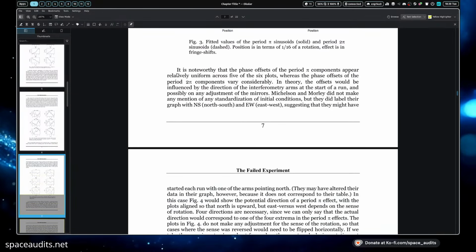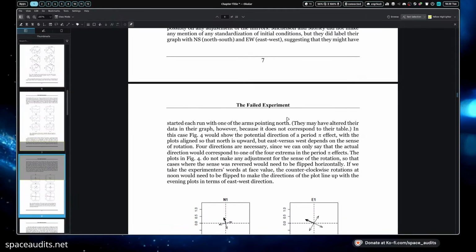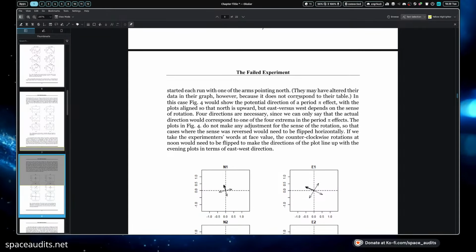It is noteworthy that the phase offset of the period pi components appear relatively uniform across 5 of the 6 plots, whereas the phase offsets of the period 2 pi components vary considerably. In theory, the offsets would be influenced by the direction of the interferometer's arm at the start of the run and possibly on the adjustments of the mirrors. Michelson and Morley did not make any mention of any standardization of the initial conditions, but they did label their graph with north and south and east and west, suggesting that they might have started each run with the arms pointing to the north. That would make sense. That would be my assumption as well. That's how I would do it if I was going to interferometer velocity test Earth through space.